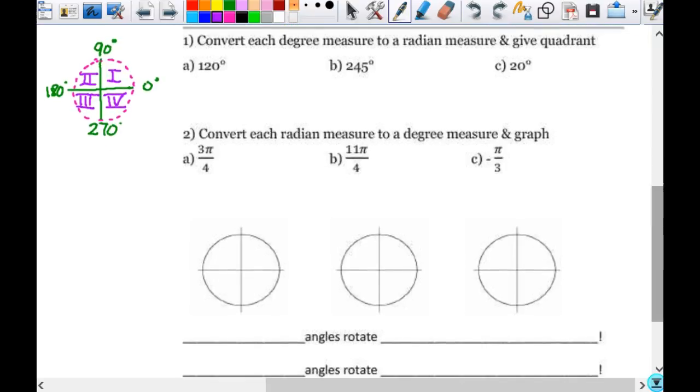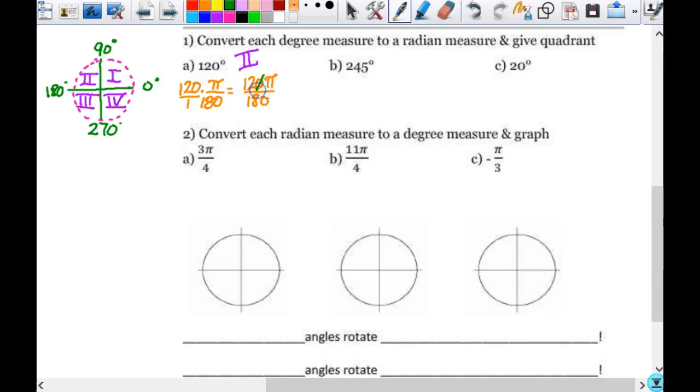Okay, so then number 1 says that we are going to convert each degree measure to a radian measure and give the quadrant. So we'll actually do the quadrant first. If I'm going to start here at 0, and I rotate 120 degrees, which quadrant do I end up in? 2. Okay, so I end up in the second quadrant. Then I'm going to convert. I am changing degrees to radians, so I'm going to take this 120, and I'm going to multiply it by pi over 180. The pi is in the numerator because I want a pi in my answer to get me radians. I can put the 120 over 1. I can multiply straight across to give me 120 pi over 180.